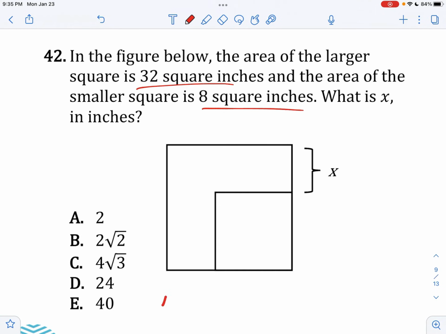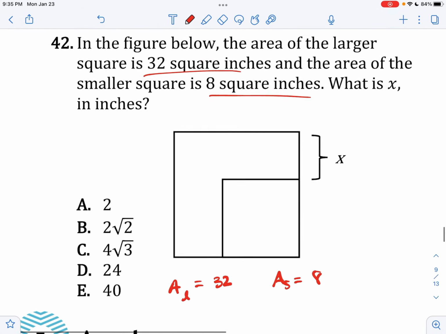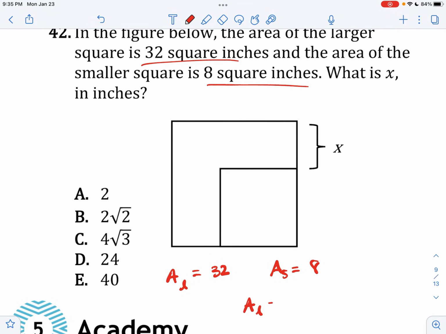Area larger is equal to 32. Area small is equal to 8. Okay, now the area of the larger is equal to, let's just call this y, y plus x.